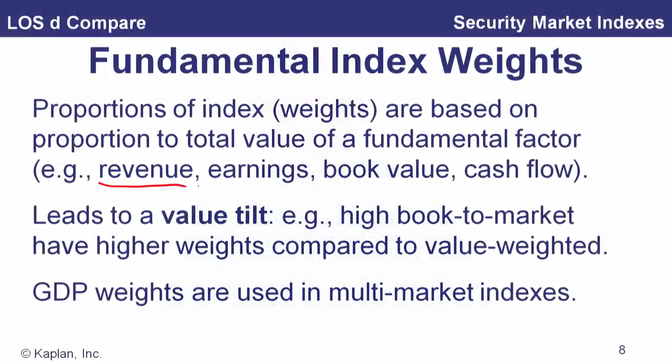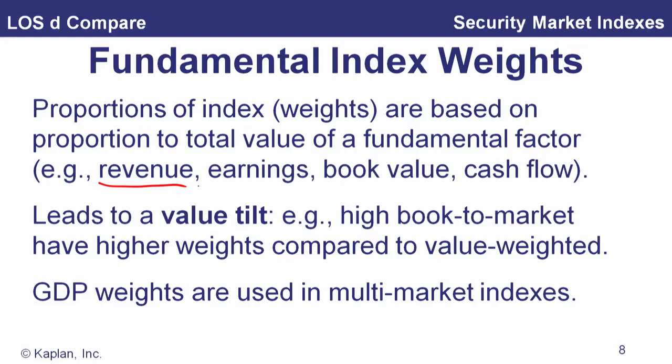And the numerator for their weight is going to be their revenue. So the weight on each stock is the percentage of the total revenue of all the stocks in the index. It's the proportion of that. So same thing we did with value, but we're doing it with revenue now, or earnings, or book value, some fundamental factor. And rather than a momentum tilt, we say this leads to a value tilt. So stocks with high book to market, high accounting book values relative to their market values, are going to have higher weights compared to a value-weighted index if we weighted by their book value rather than by the total market values.